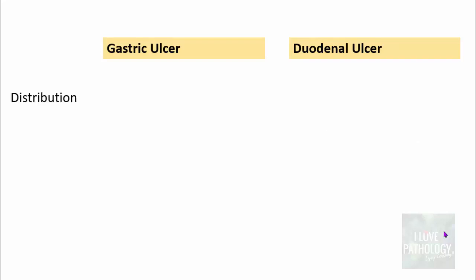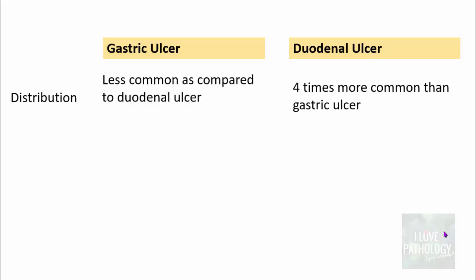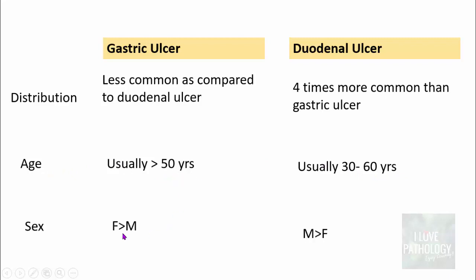The first one, distribution. So duodenal ulcer is actually more common. It is around 4 times more common than the gastric ulcer. The duodenal ulcers usually occur in around 30 to 60 years of age group, whereas gastric ulcers are usually common in the age group of more than 50 years. Females are more commonly affected when you see gastric ulcers, whereas the duodenal ulcers are more commonly found in males.